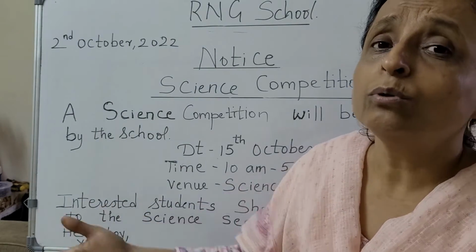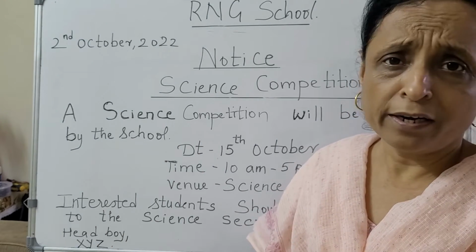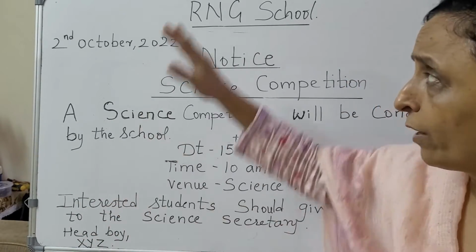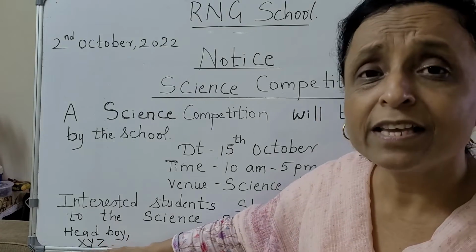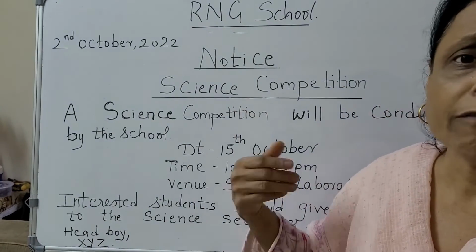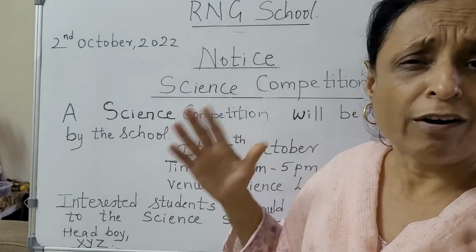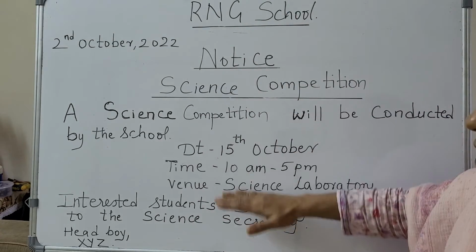Undersigned is who? The one who has written this notice, and it's going to be mostly the head boy, head girl or whoever, or maybe science teacher, whatever is given in the question. Read the question carefully. So here the head boy is X, Y, Z, or you give an imaginary name like Rahul or Anil or anything. So this is the way notice has to be written. It has to be clear.